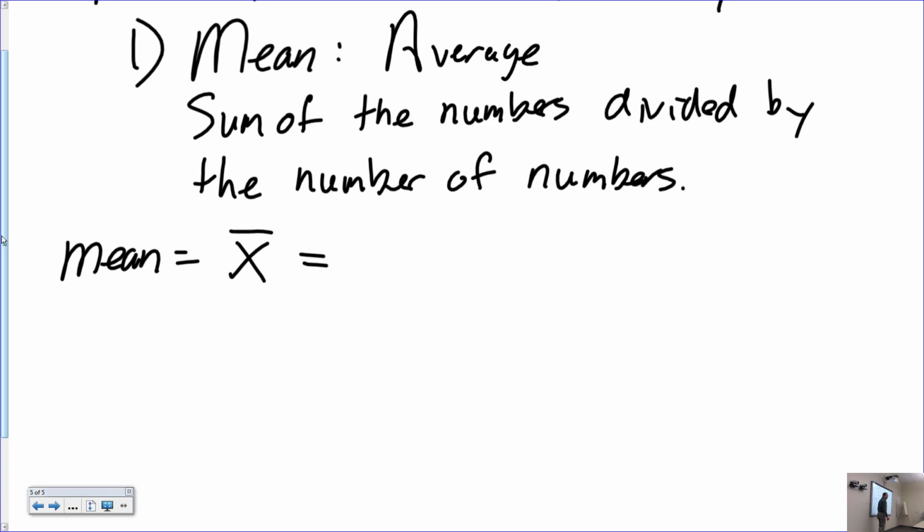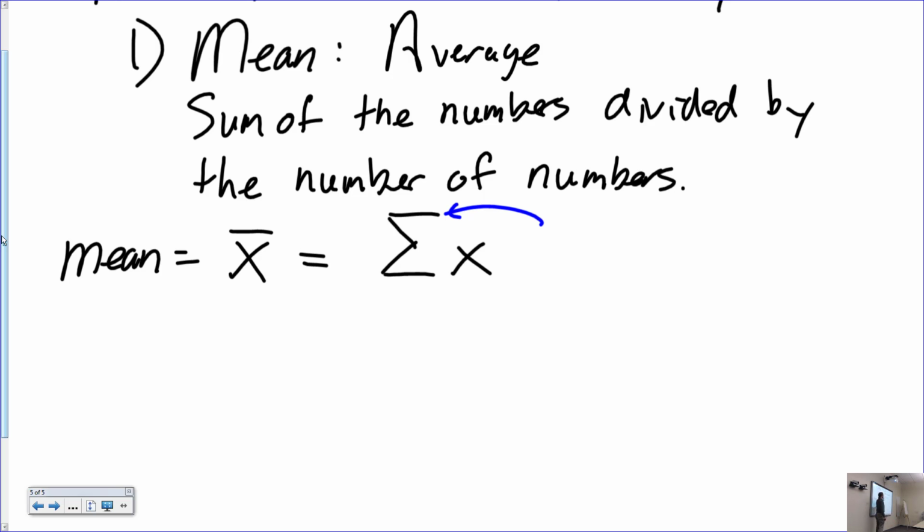Sum of the numbers. This is how statisticians write the sum of numbers. What is this symbol right here? You guys ever seen that? What? It's an M that fell over. Kind of. It's actually a Greek E is what it is. It's a capital sigma if you want to know. Don't worry about it. That's not all that important.